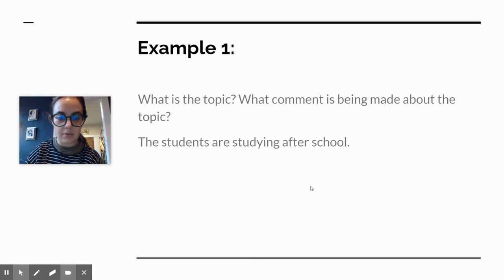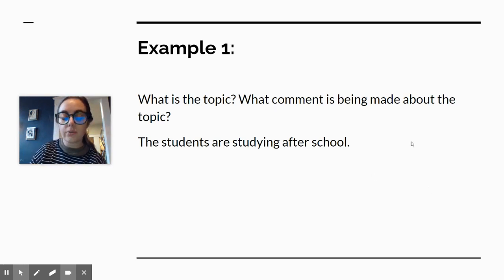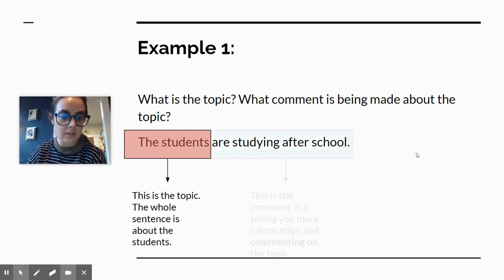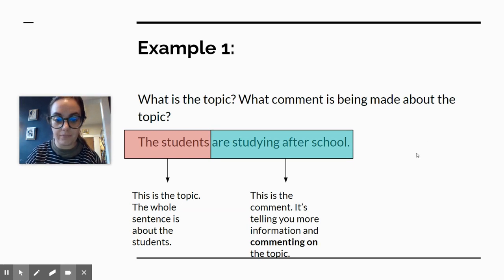So for example 1, remember, you had the students are studying after school. So I want you right now in your head to try to figure out what is the topic and what comment is being made about the topic. And if you need to, you can just pause it right here, okay? So if we're thinking about the topic, the whole sentence is about the students, okay? And then we have a different part of the sentence that's telling us something about the students. So what about the students? Well, they are studying after school. So this right here is the comment part of the sentence.